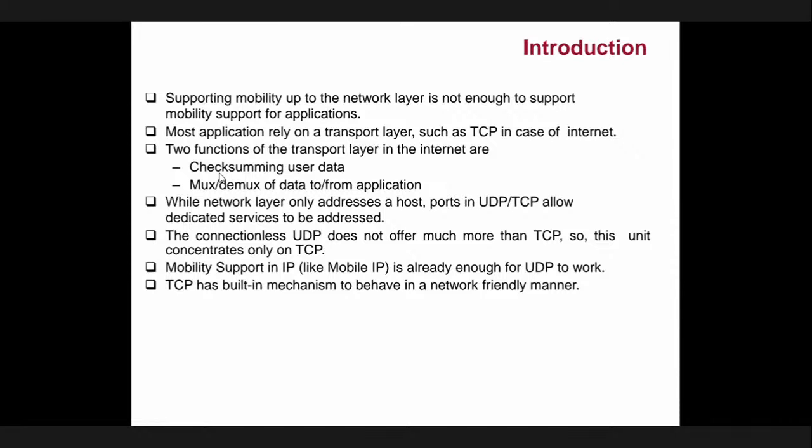Most applications rely on a transport layer such as TCP in case of the internet. The one method that we use for a transport layer is TCP. So what are the major functions over there? That is checksumming the user data, muxing or demuxing of data to and from applications. So the major function is that you will deliver the data to the particular destination by multiplexing or demultiplexing.